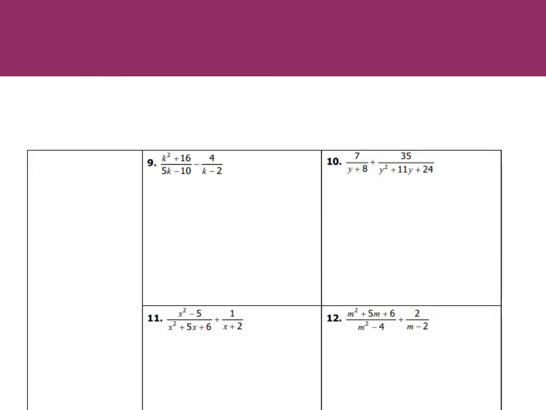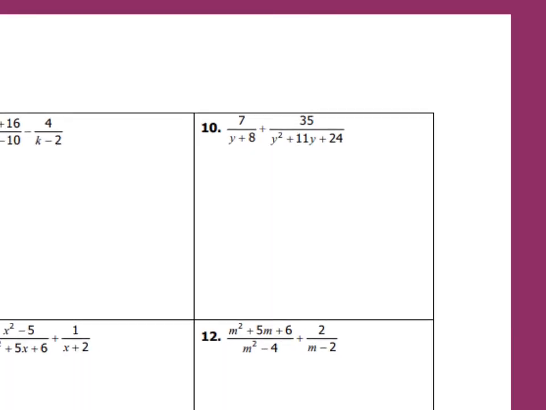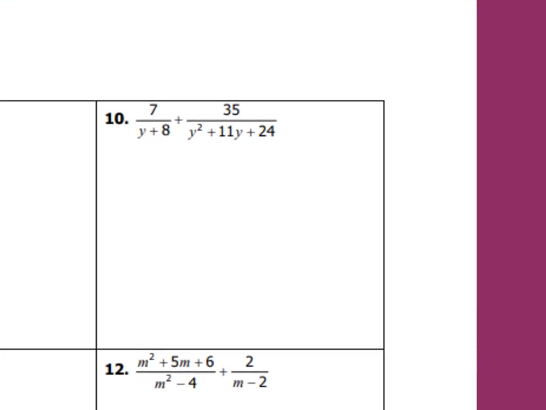Okay, we're just going to go ahead and start with number 10, actually. We're going to skip number 9 for right now. If I look at this, 7 over y plus 8 plus 35 over y squared plus 11y plus 24. This one's not quite as obvious what the common denominator is going to be, is it? No, it's sure not. Here's what we have to do when it's not obvious. We've got to factor first. We don't have to worry about the numerators right now, just the denominators.